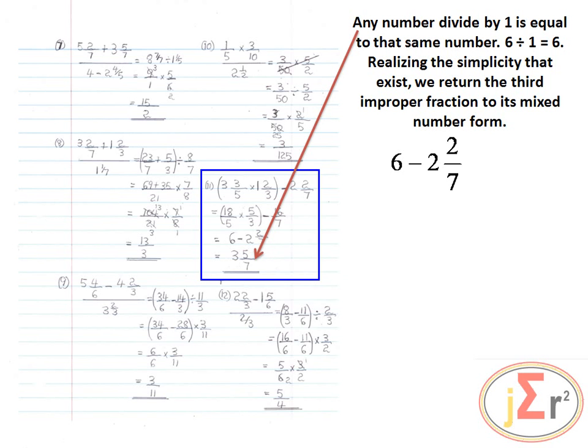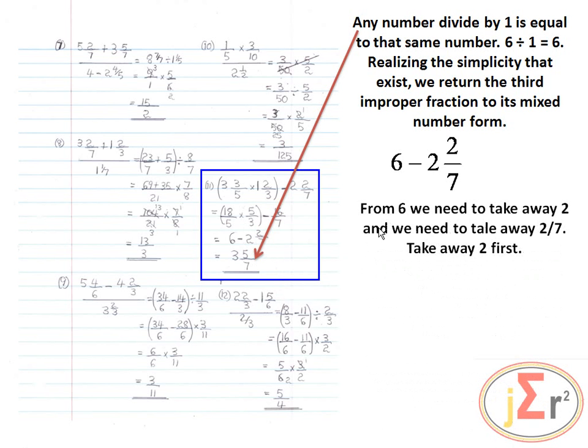So we have, in fact, 3 and 7 over 7 minus 2 over 7. So the 7 over 7 minus 2 over 7 is 5 over 7, and we have 3 and 5 over 7. So from 6 we need to take away 2, and we need to take away 7 over 7. We need to take away 2 over 7. Take away 2 first. So we take away this 2 first, and we get 4. Now we have 4 minus 2 over 7.